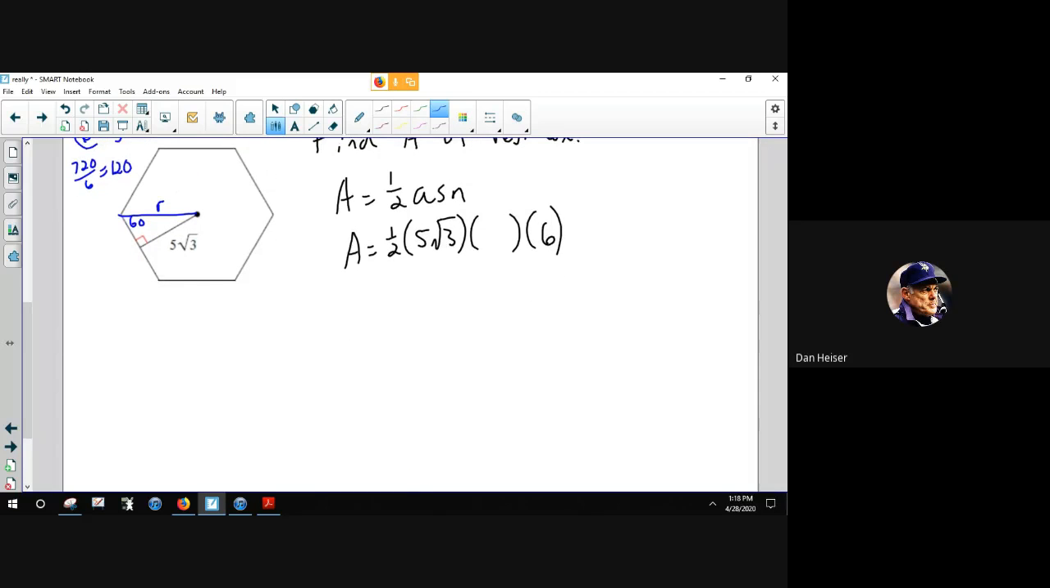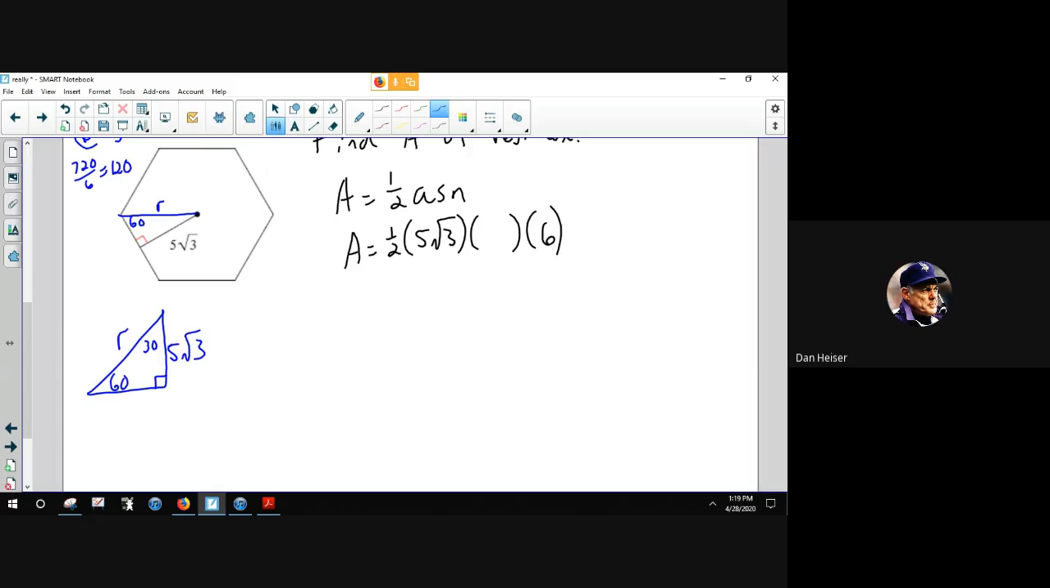Some more room here. I have a 60-degree angle. I have a 90-degree angle, which makes this a 30-degree angle. So what we have here, here's R, here's 5 square root of 3, here's the 90, is a 30, 60, 90 right triangle.